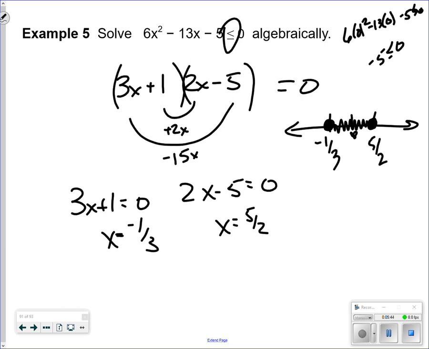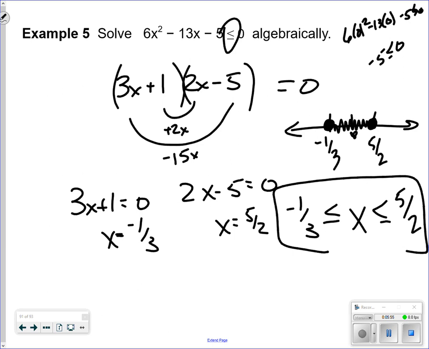So how does the answer look then if it's in between? It's less than or equal to 5/2 and greater than or equal to -1/3. It's a compound inequality. It's between -1/3 and +5/2. So if it ends up in the middle, you need to write it as a compound inequality.